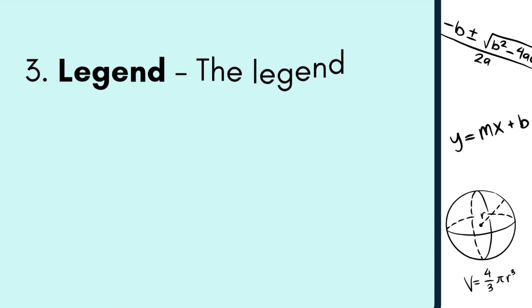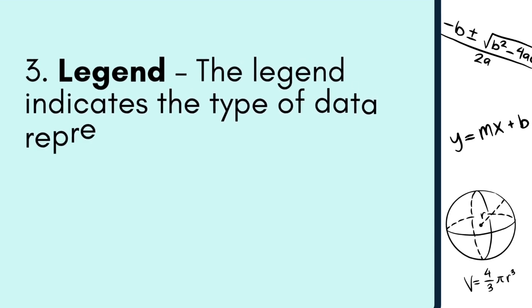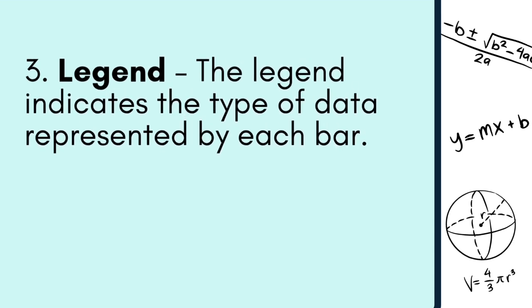Okay, and of course, we have the legend. The legend indicates the type of data represented by each bar. Makikita natin dito sa legend yung kulay, ano ba yung nire-represent ng bar na color orange, bar na color green, bar na color blue, bar na color red, and kung ano-ano pa. Okay, so mas madali nating naunawaan yung ating bar graph with the help of the legend.